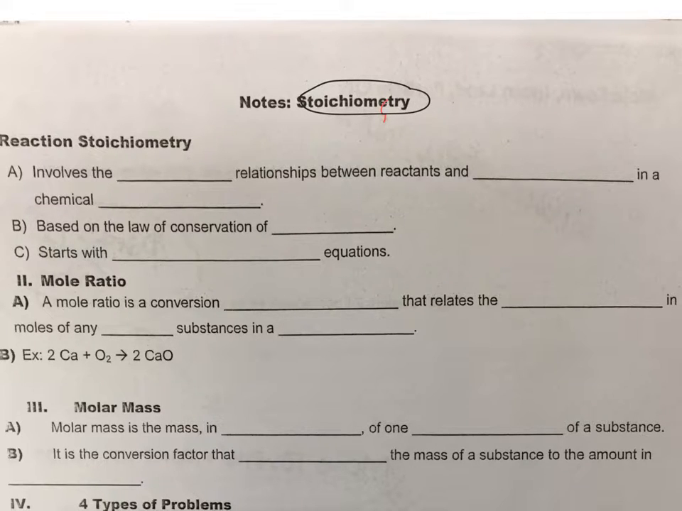So stoichiometry is going to involve the mass relationships between reactants and products in a chemical reaction. Okay? It is based on your law of conservation of what? Good.